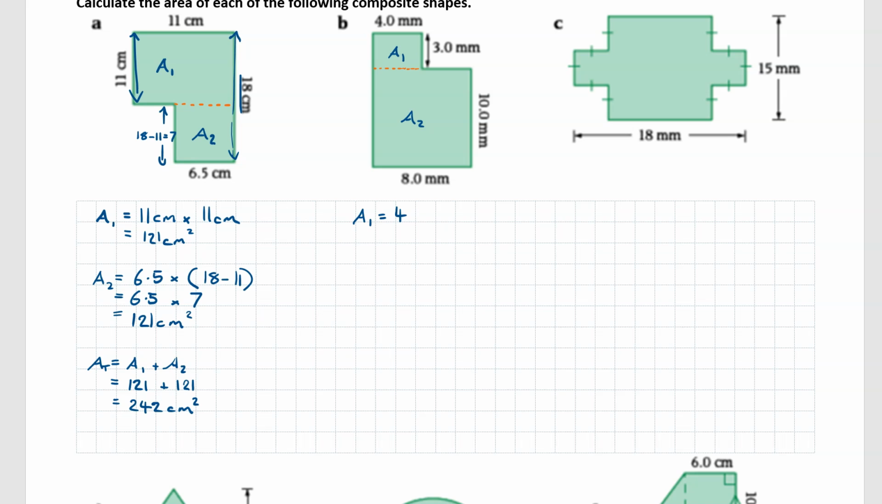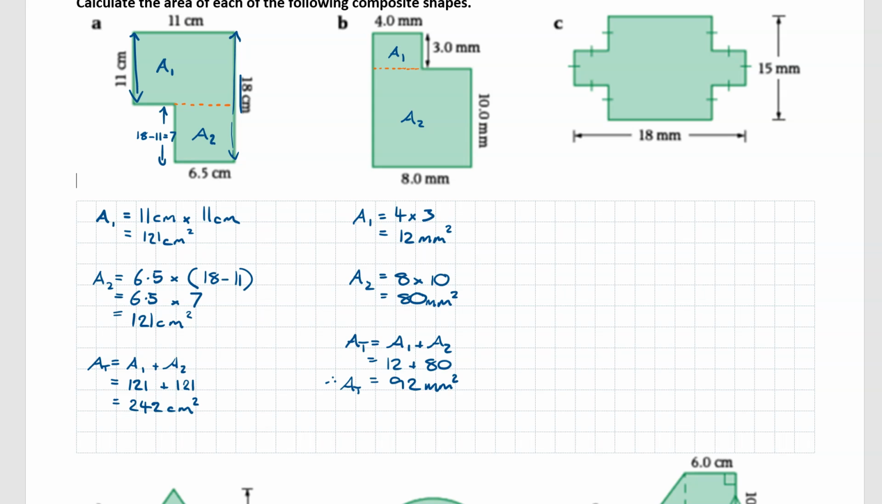A1 is going to be simply 4 times 3, and that will come out to be 12 millimeters squared. A2, that's going to be 8 times 10, and 80 millimeters squared. And therefore the A total is going to be A1 plus A2, 12 plus 80, and that will therefore equal 92 millimeters squared. So a little bit easier than the first one.